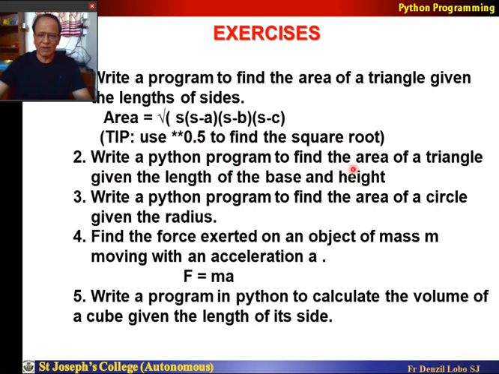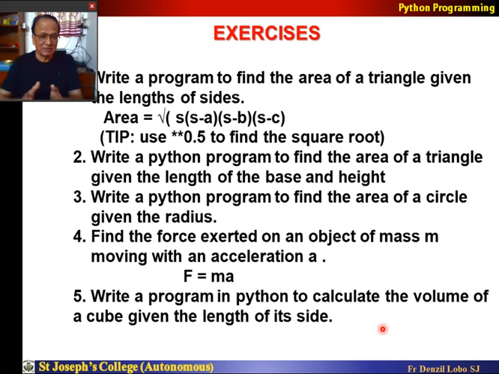So write a Python program to find the area of a triangle. That is what we have done just now. Write a Python program to find the area of a circle given the radius. We have done that. Write a Python program to calculate the volume of a cube given the length of its side. So if its length is L, it is L into L into L, L cube. That is going to be the volume of that cube.